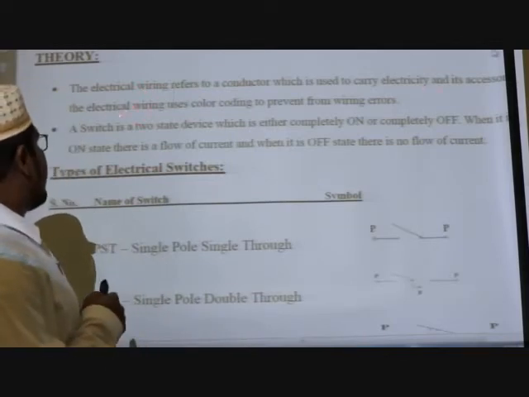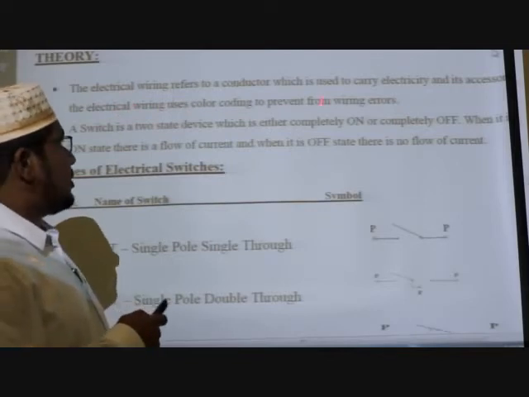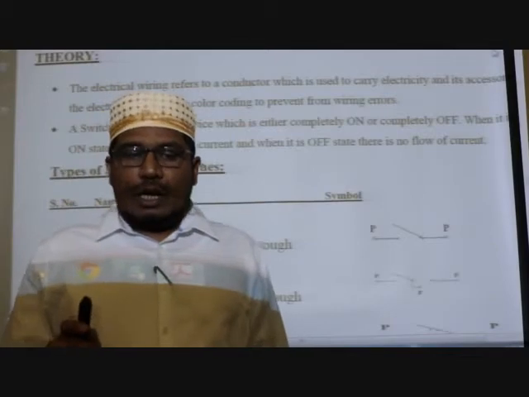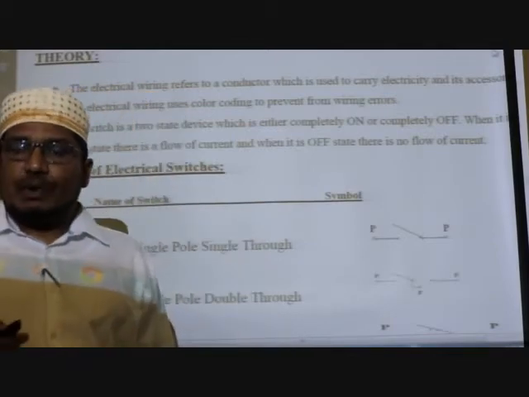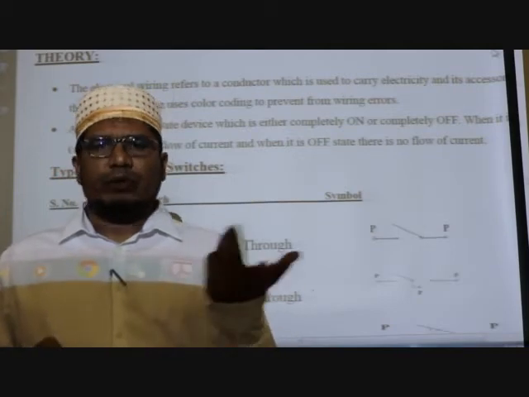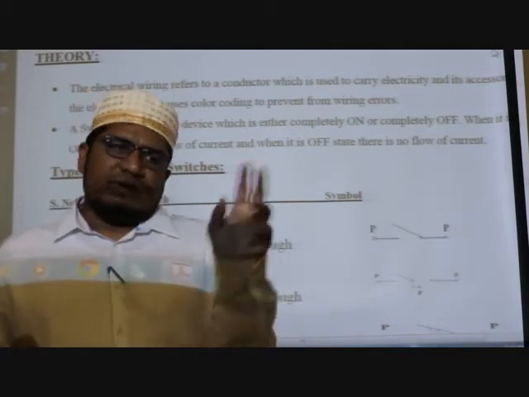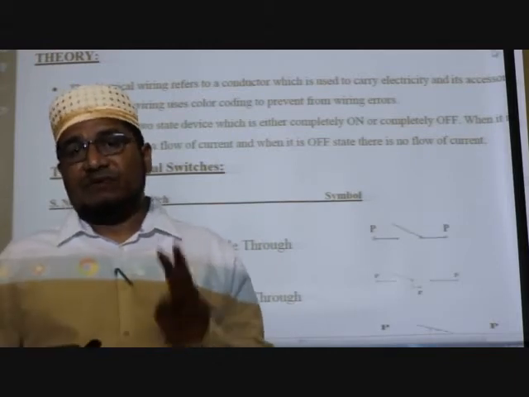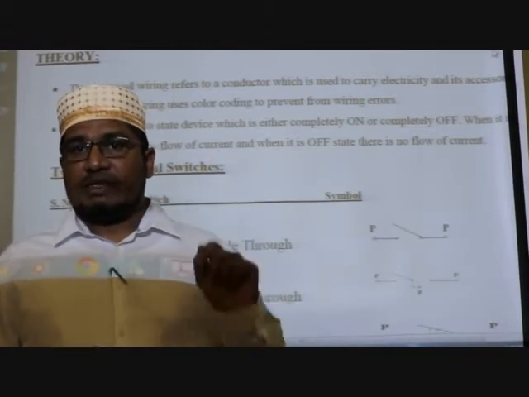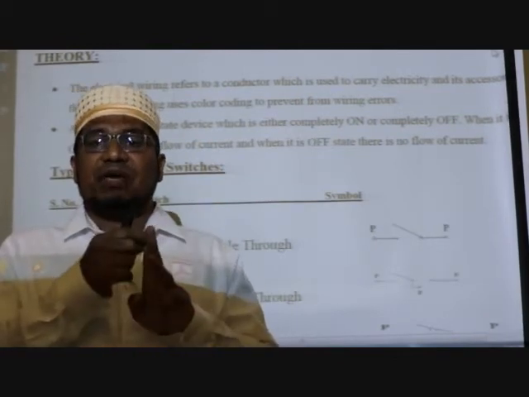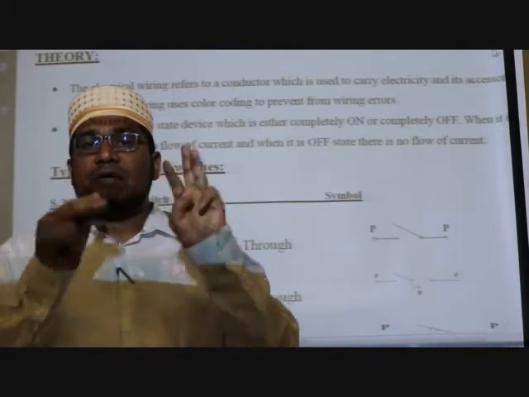Now what is the second part here? Electrical wiring uses color coding to prevent wiring errors. Color coding. For a simple lamp circuit, there are two wires, phase and neutral. We can identify one as the phase, one as the neutral. Now for power circuits, generally there will be three wires. In lecture 1 we already studied the power cable. Power cable means we have phase, neutral and ground, three wires.